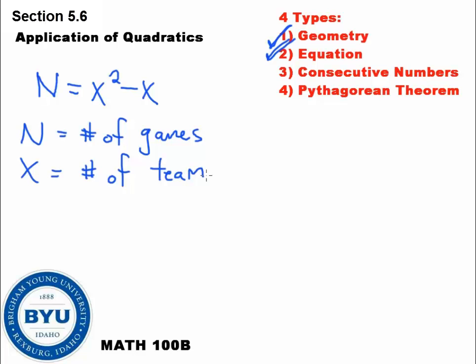So they'll always give you an equation in these types of problems, and so pretty much it's just plug and chug. In this one they say, hey, part A, how many games will be played?